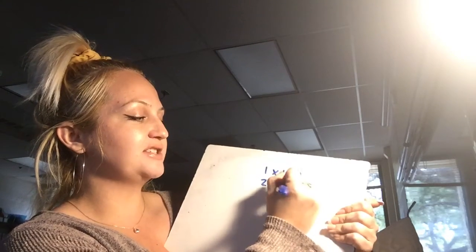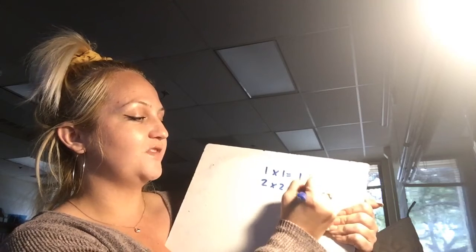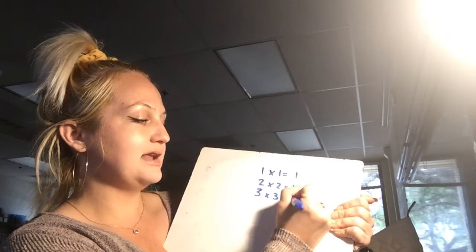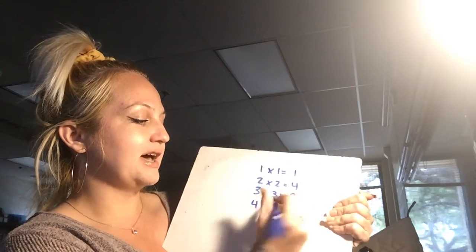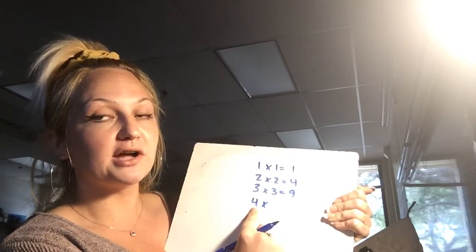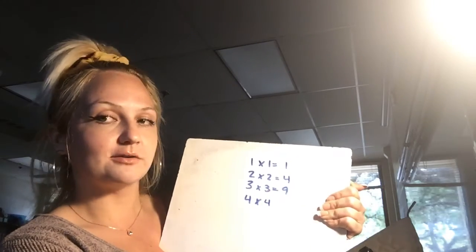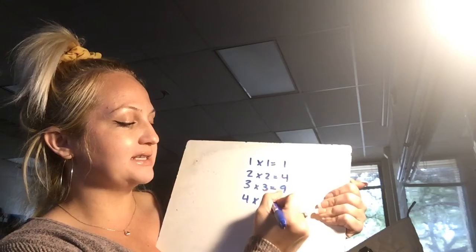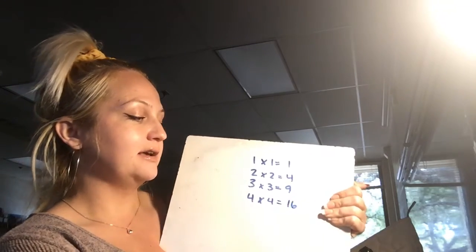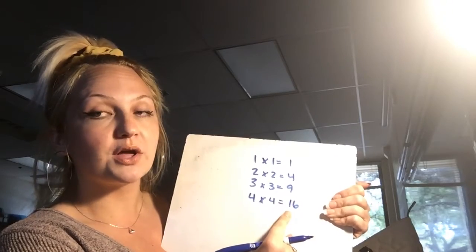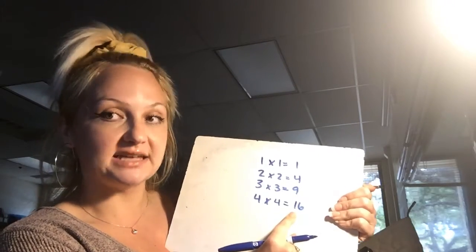So for example, 1 times 1 is 1. 2 times 2 is 4. 3 times 3 is 9. If I have a 4 here and I want to make it a perfect square, that means I also need to have a 4 here. 4 times 4 is 16. Now it's not 4 times 2, it's 4 times 4. It's the number times itself.